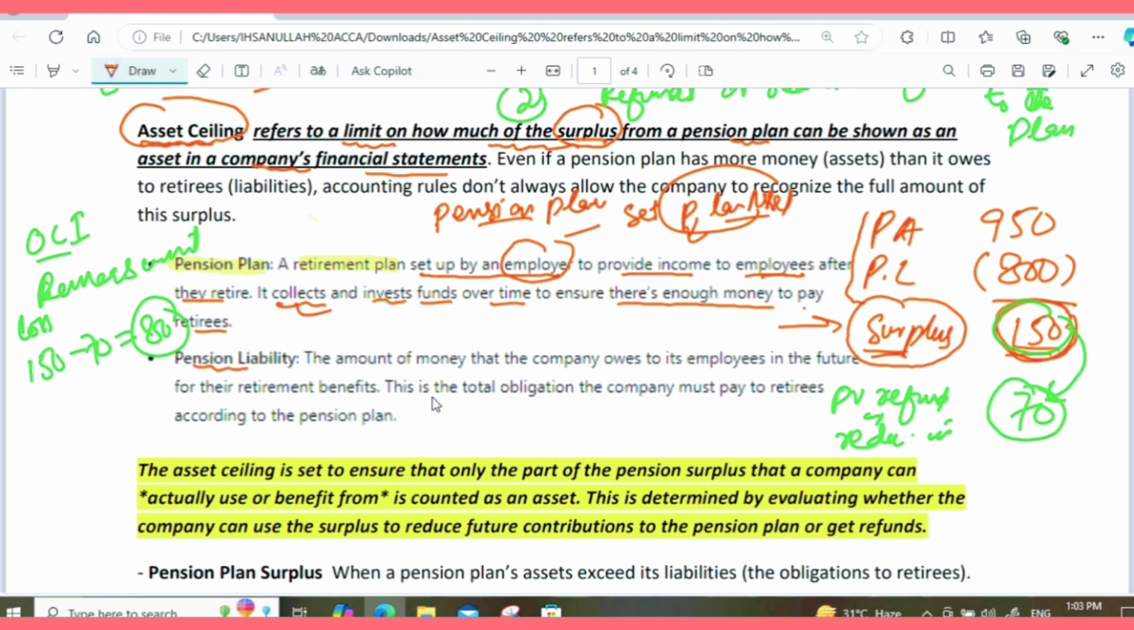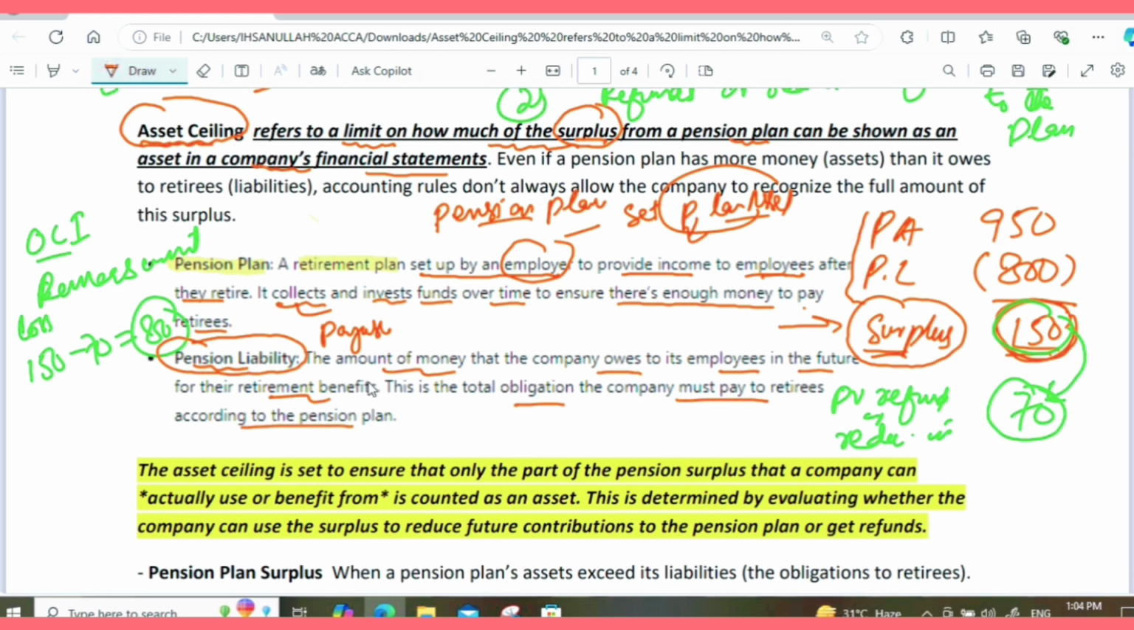That collected and invested money grows over time to ensure there is enough money to pay for retirement. Now the pension liability, we have discussed this already: the amount of money that the company owes to its employees in the future when they retire. The amount payable by the employer will be the liability, and that is called pension liability. So it's the total obligation the company must pay to the retiree according to the pension plan. Clear?